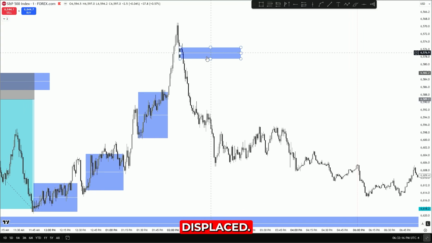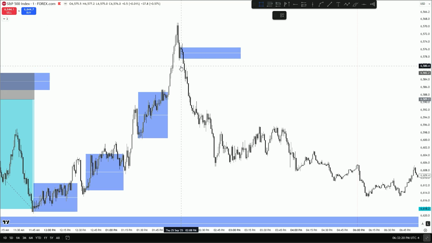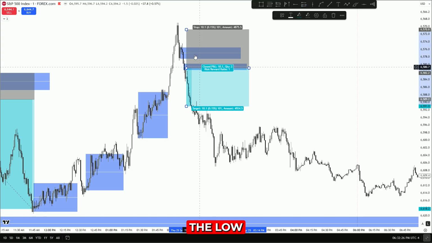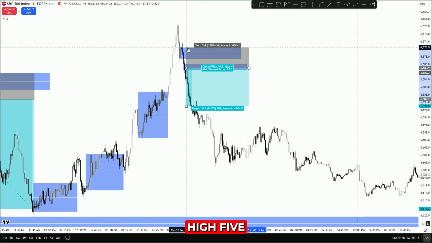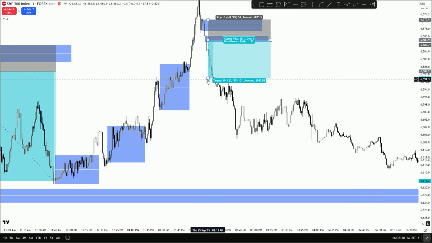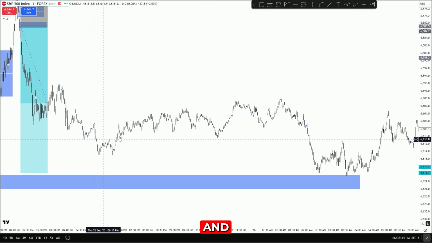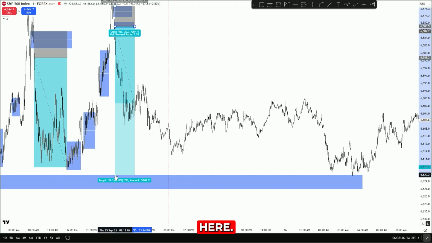All right, you got displaced. You just got a beautiful CISD. You can enter at this FVG over here. This is your entry model. Tap into the FVG, and then you can target the low. Stops at the high, 5-point stop, targeting all the way low over here.